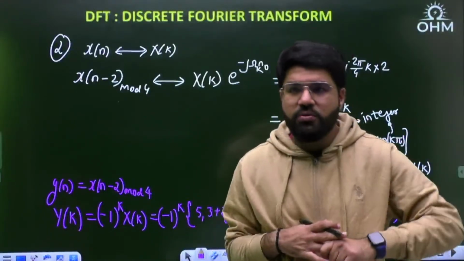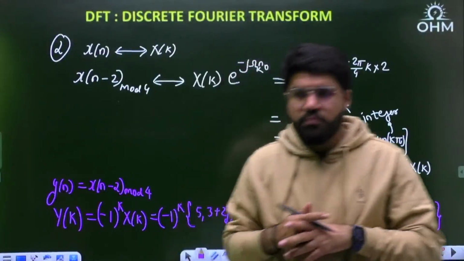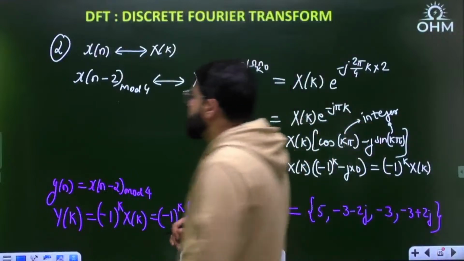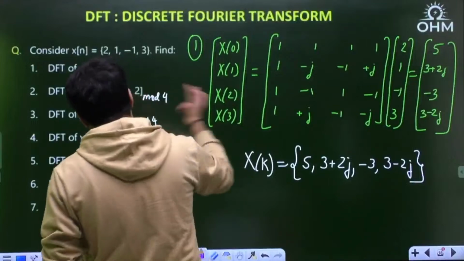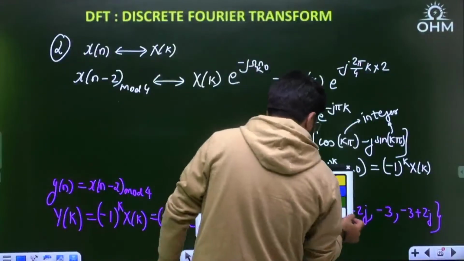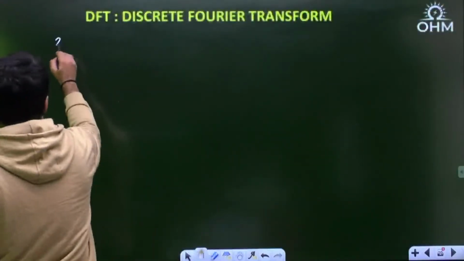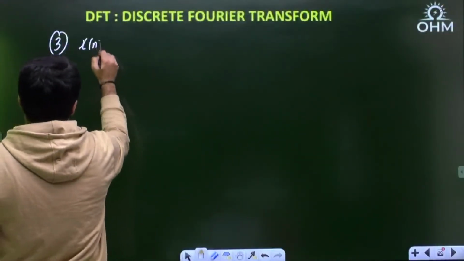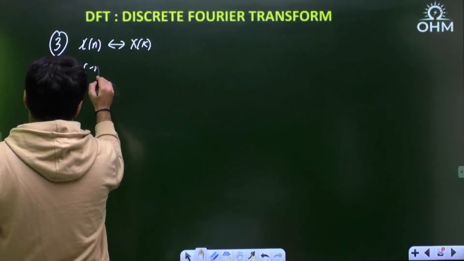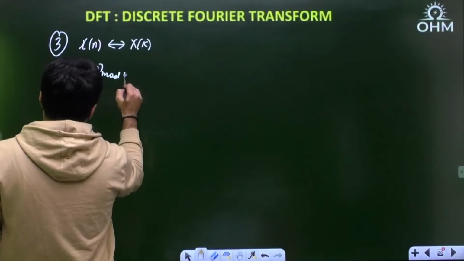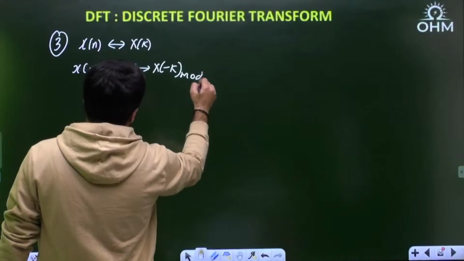Hope that is clear to you. Okay, next question. Find the DFT of y[n] equal to x of minus n. Folding in time is folding in frequency. Okay, circular folding property. Third. As I already discussed, if x[n] has the DFT X[k], then x of minus n mod 4 will have the DFT X of minus k mod 4.